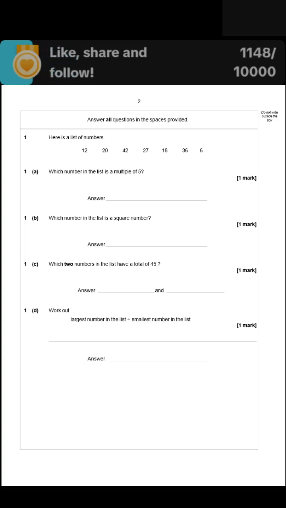Part B, which number is a square number? Part C, which 2 would add to give you a total of 45? And then part D, the largest number in the list divided by the smallest number in the list. So if you're following the foundation paper, these should be nice, easy marks. It's a nice introduction to the start of your exams.